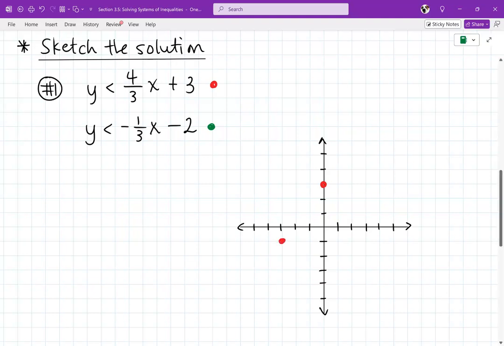Here is my point. Now, should this line be solid or should it be dashed? Dashed. It should be dashed because less than is a dashed line. Less than or equal to would be solid. So this is going to be a dashed line.